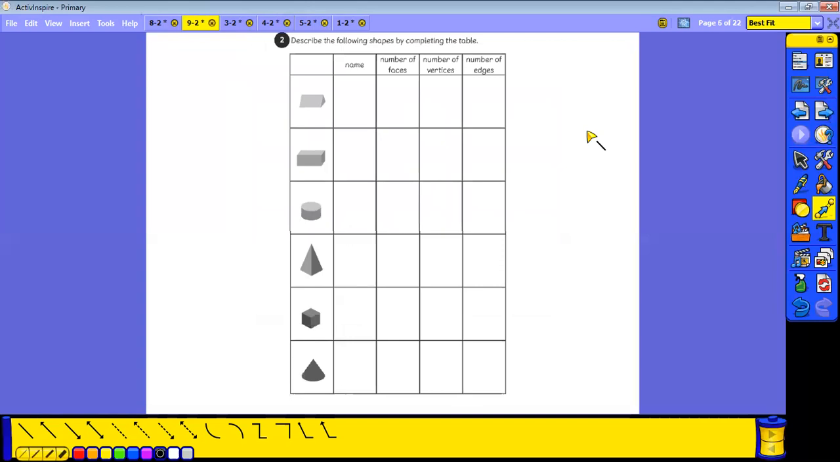For this page, okay, again, we've got another one of these tables to complete where you need to make sure, okay, that you've had a very close look at the 3D shape. It will be very, very hard to do if you haven't actually studied the shape, won't it, children? Because you have to describe the shapes by completing another table. Name of shape, number of faces, number of vertices, number of edges. Okay, looking at all of those shapes. 1, 2, 3, 4, 5, 6 of them.